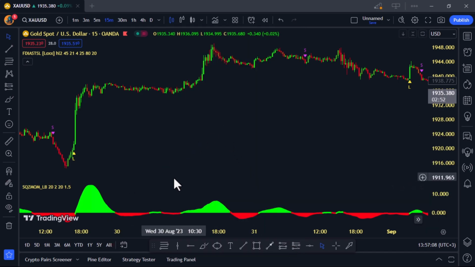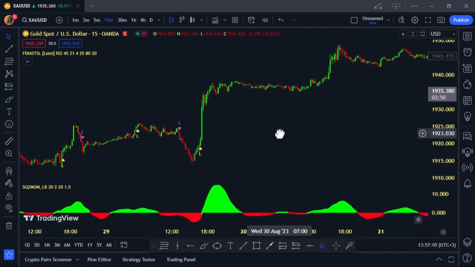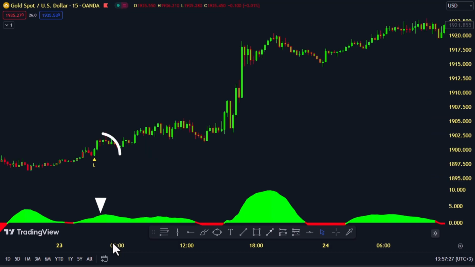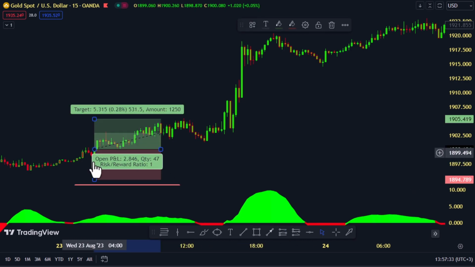Now that we've fine-tuned the squeeze momentum settings, we can use it to confirm the validity of trades. A buy signal is considered when the squeeze momentum area is green and above the zero line, simultaneously with the L appearing on the chart.